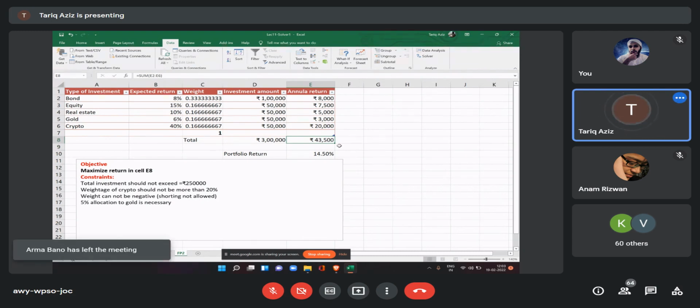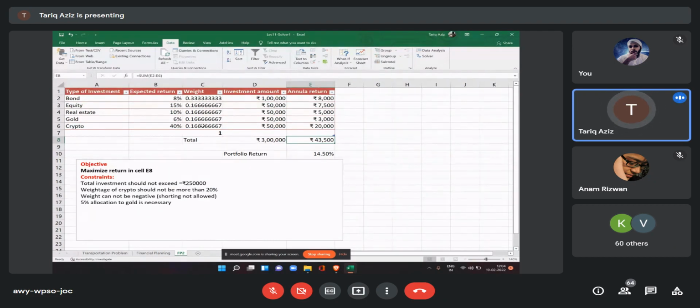And what are the constants? Total investment should not exceed 2,50,000. Here, the sum of the investment in all these asset classes is 3 lakh, but using Solver, you have to specify that the total amount of investment should not be more than 2,50,000. The second constant given here is that crypto should not be more than 20%. The weightage of crypto should not be more than 20%.